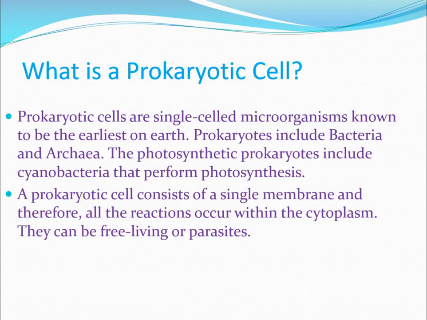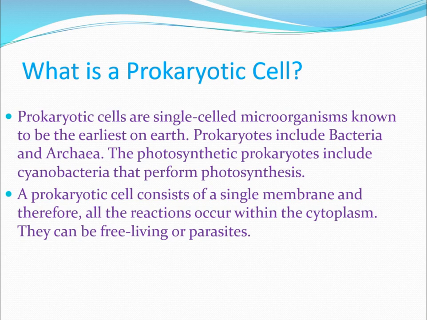So what is basically a prokaryotic cell? Prokaryotic cells are single-celled organisms known to be the earliest on earth. Before the existence of human beings, prokaryotic cells were the first single-celled microorganisms found on earth. Prokaryotes include bacteria and archaea. So some examples of prokaryotic cells are bacteria and archaea.